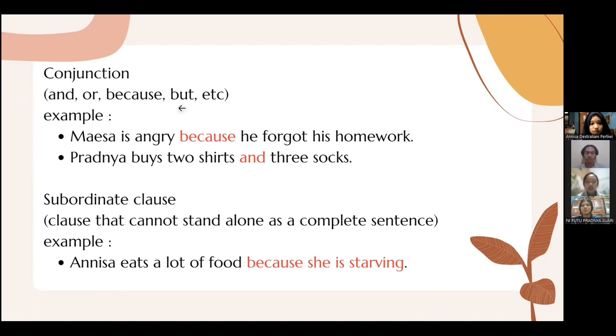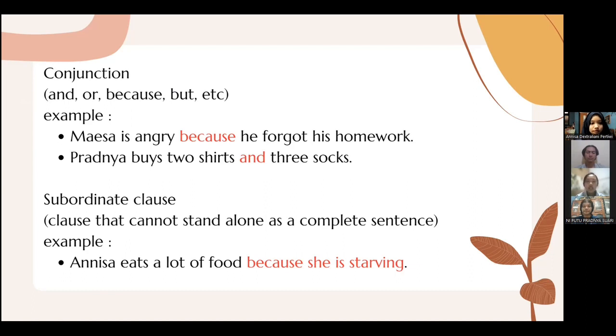The other example is, "Pratnya buys 2 shirts and 3 socks." So the conjunction in that sentence is and. A subordinate clause or dependent clause is a clause that cannot stand alone as a complete sentence. In the example, "Anissa eats a lot of food because she is starving," the subordinate clause is because she is starving, and Anissa eats a lot of food is the independent clause.